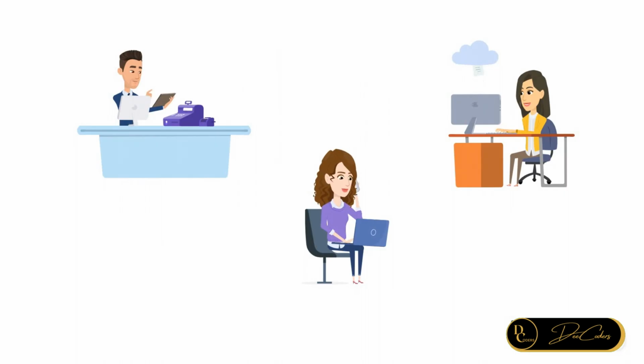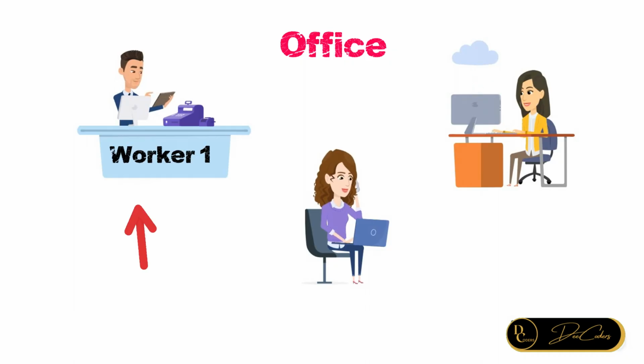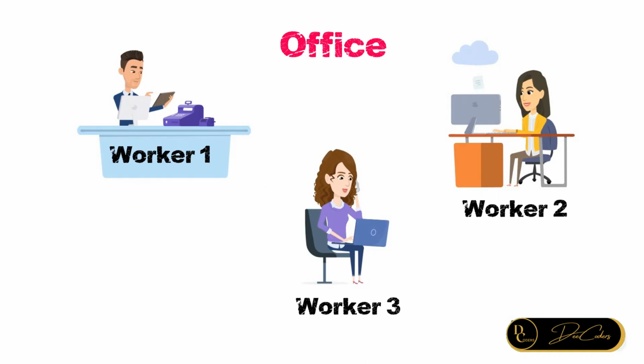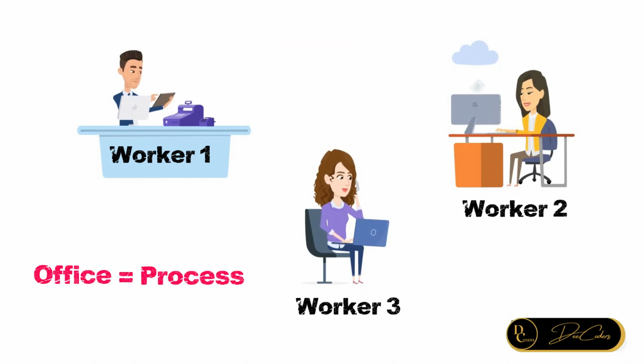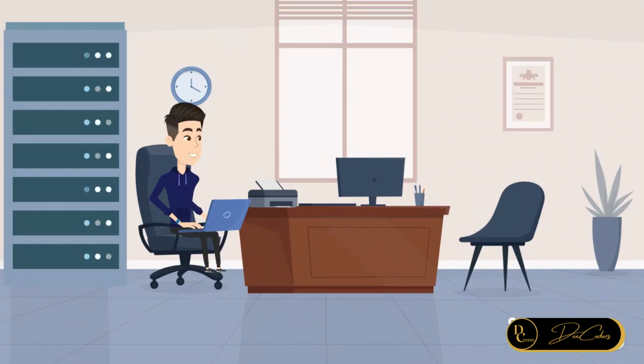Let's imagine a small office. Inside that office, there are workers doing different tasks. Some workers calculating bills, some downloading files, some calling customers. Now in programming language terms, this entire office is called a process, and the workers inside it are called threads.